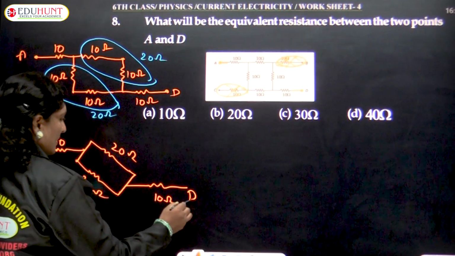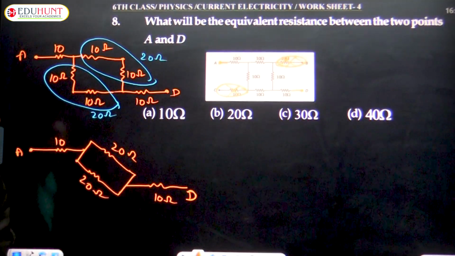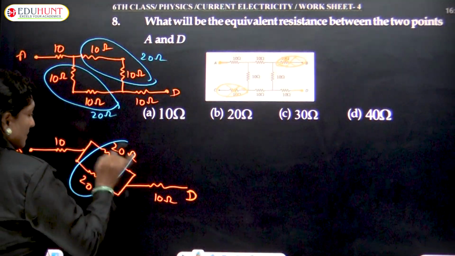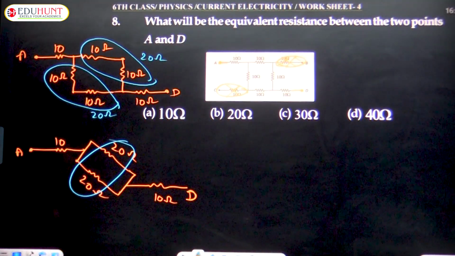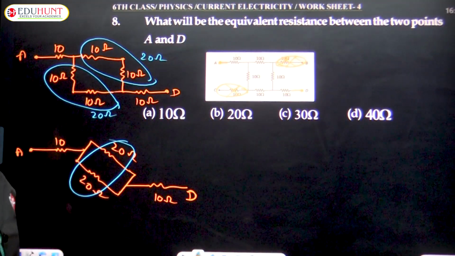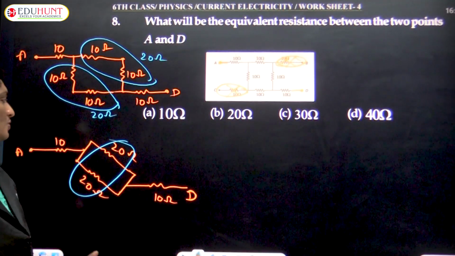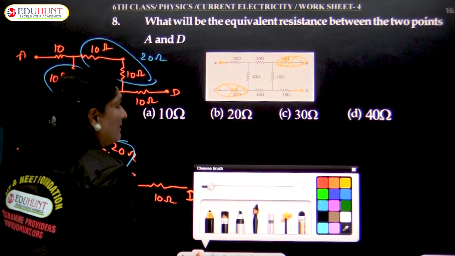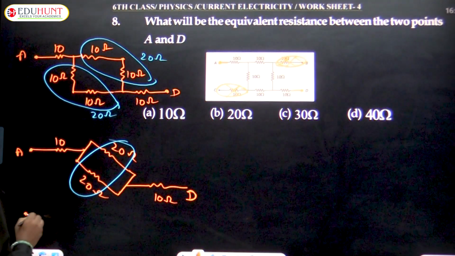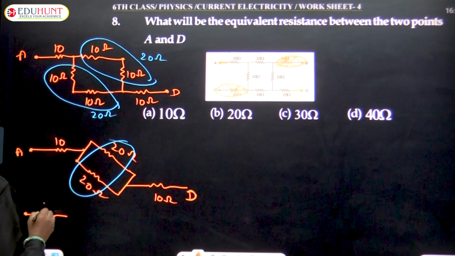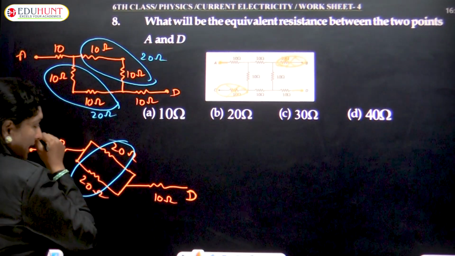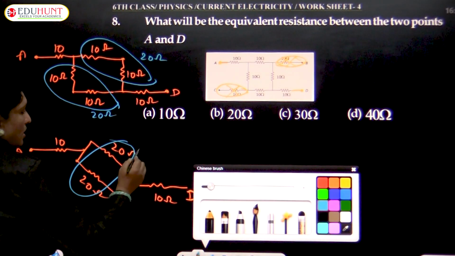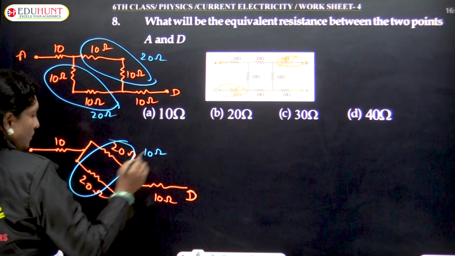Very clearly we have 20 and 20 connected in parallel. When two equal resistors are connected in parallel, the resultant resistance will be R by 2. That is 20 by 2, which is nothing but 10. Hence, finally we get the circuit diagram as here is your A, 10 ohms, the simplified part, 20 and 20 parallel combination, 20 by 2, this is 10 ohms.